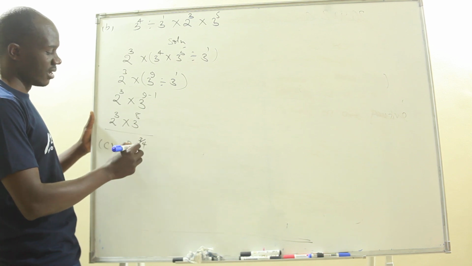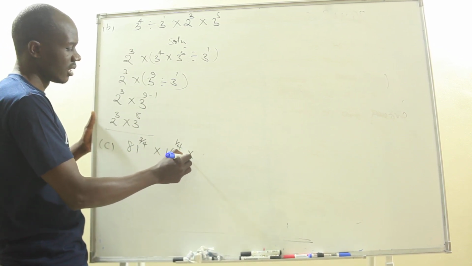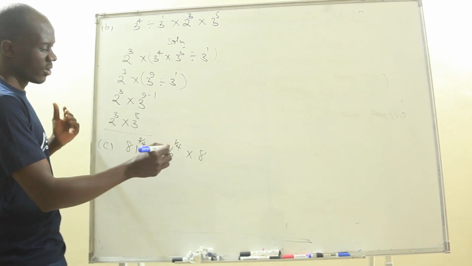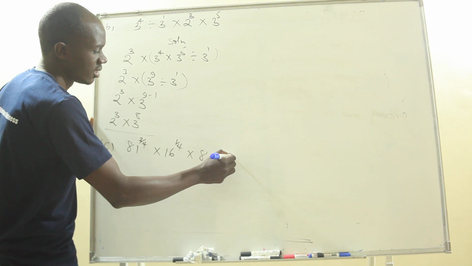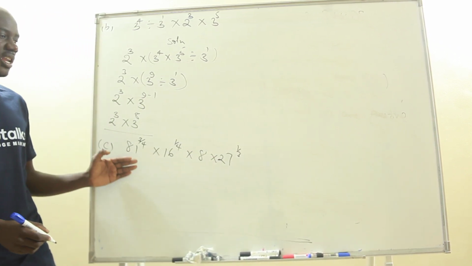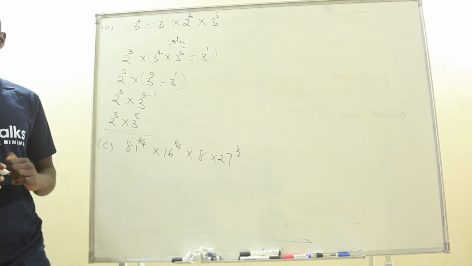So as we look at part C, it goes 81 power 3 out of 4, times 16 power a quarter, times 8, times 27 power a third. We are simplifying this. So what we're going to do is this. When a number comes in this way, look at the bigger numbers. First break them.